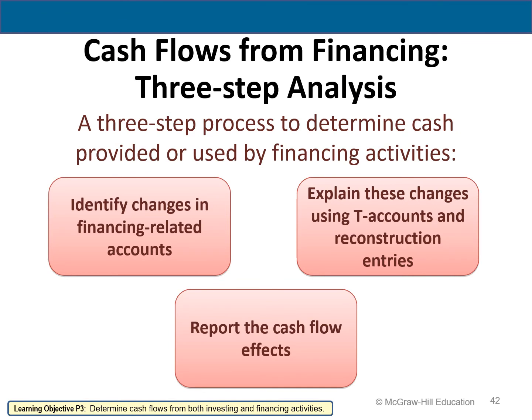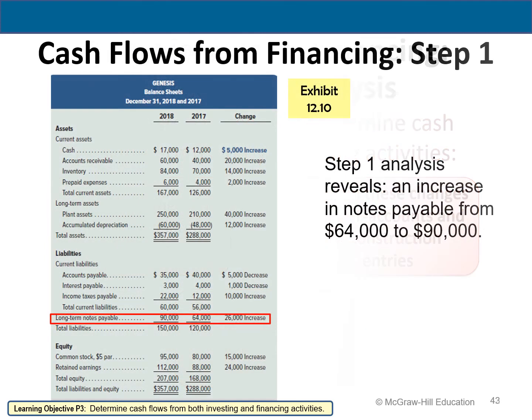All right, so to compute cash flow from financing activities, it's the same three-step process. We're just using different accounts, right? So we're identifying changes in the financing related accounts, explain them using T accounts and reconstruction analysis, and then we report the cash flow effects. So same idea here, except we're looking at the financing related accounts now. So step one is to analyze the change in the account. In this case, we have long-term note payable. And the change is from 64,000 up to 90, so it's a $26,000 increase.